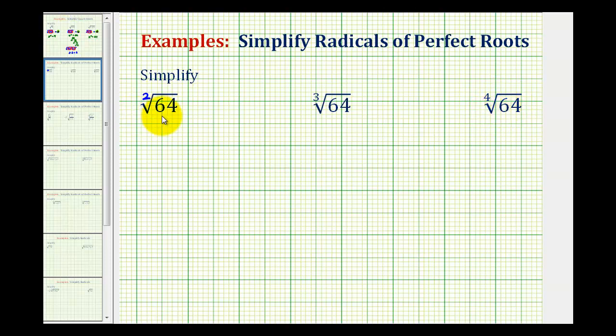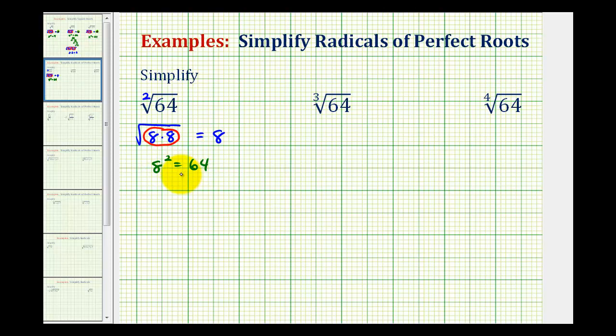So if we start with the square root of 64, since 64 is a perfect square, we can write this as the square root of 8 times 8, showing that 64 is a perfect square. Whenever we're simplifying a square root and we have two equal factors, this will simplify to one of the factors. So in this case, 8. The square root of 64 is equal to 8 because 8 squared is equal to 64.